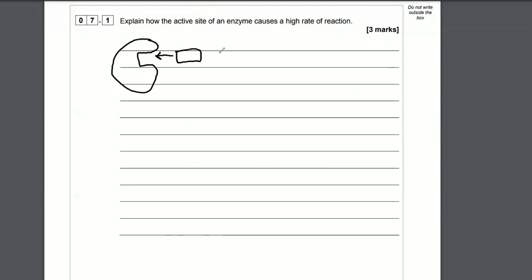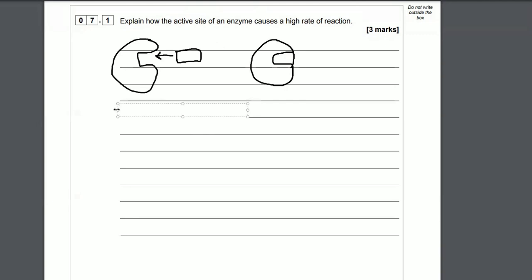Let's go. This first question, 7.1, says explain how the active site of an enzyme causes a high rate of reaction. It's worth 3 marks. What you have to bear in mind as an A-level student, you need A-level terminology. Just doing your GCSE lock and key, substrate fits into the active site like a lock and key, is not going to get you the marks. They want to know how the enzyme's active site catalyzes the reaction.